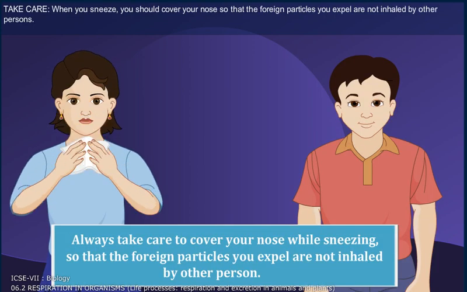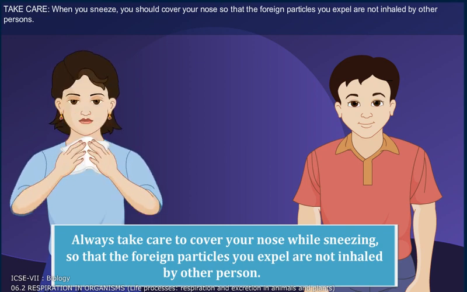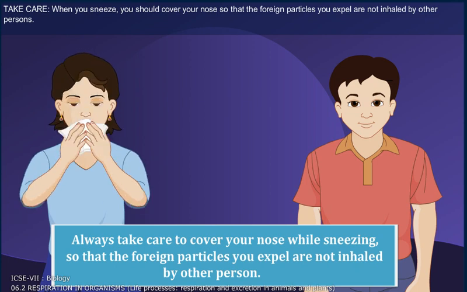Take care. When you sneeze, you should cover your nose so that the foreign particles you expel are not inhaled by other persons.